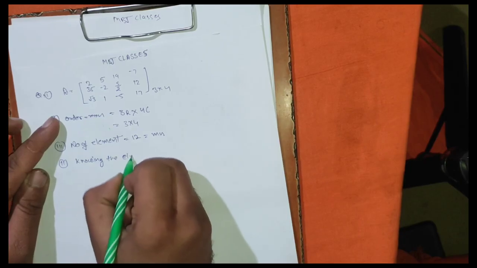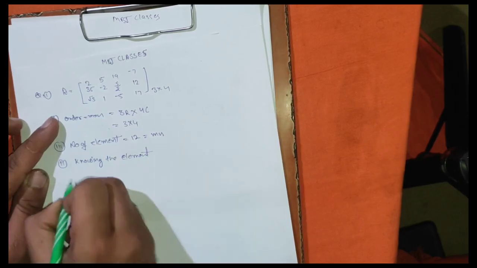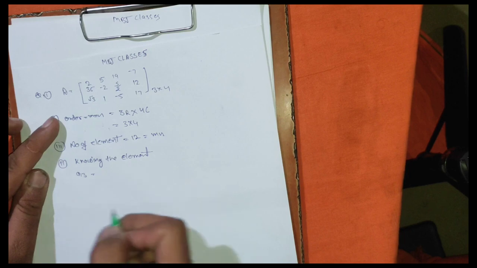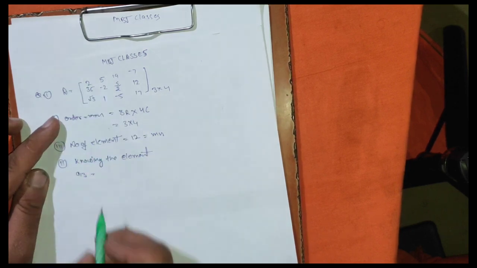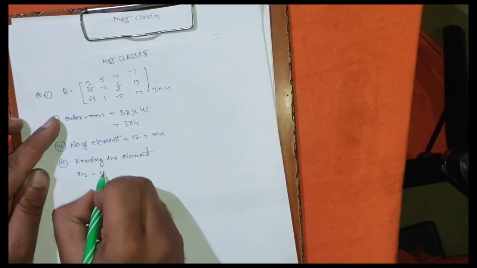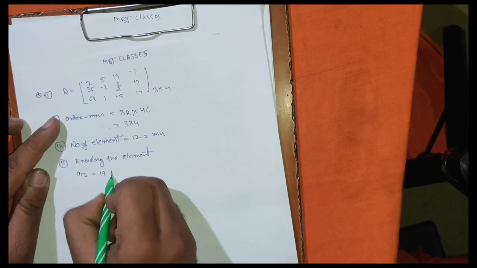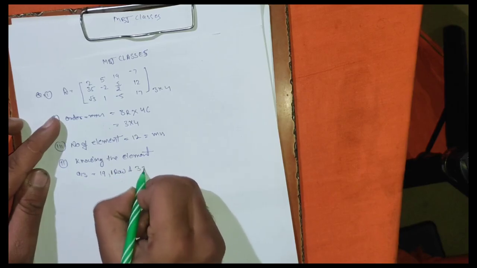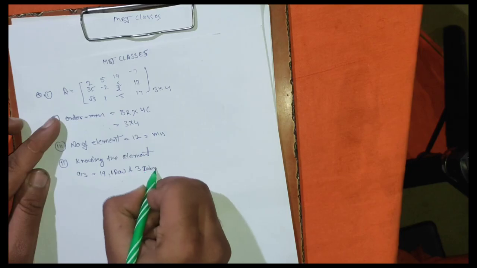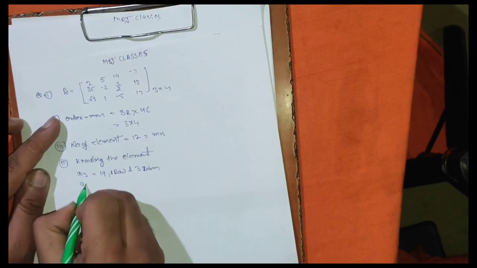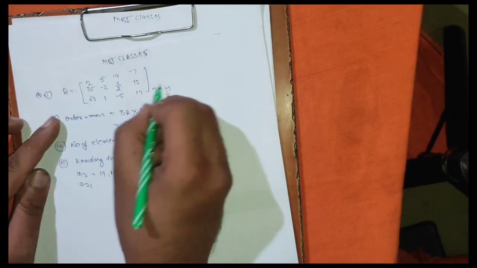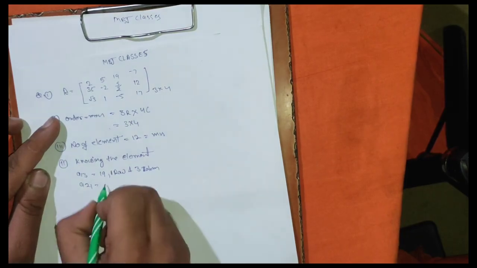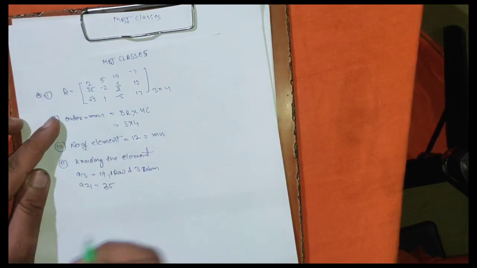So now, knowing the elements: if I say a1,3, it is the first row, third column, which was 19. Second, a2,1 is the second row, first column where they intersect, and it is 35.